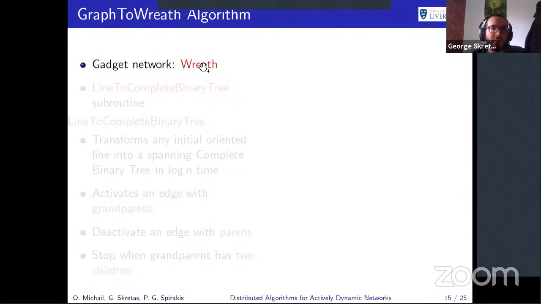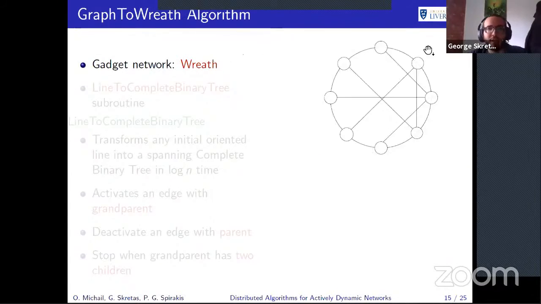So we created a new gadget that we call Wreath. It looks like this. A Wreath graph is basically two subgraphs together. It contains a ring graph, and it also contains a complete binary tree subgraph like this. Assume that this is the root, these two are the first children of the root, and these are the children of the second level, and this is the final child of the third level, and so on if this was bigger. So two subgraphs, a ring and a complete binary tree. Now here you can see that we have log n diameter.